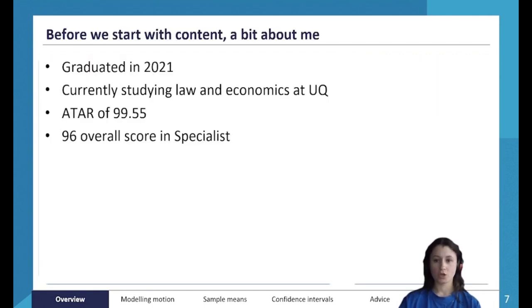Before I get into it, just a little bit about myself. I graduated in 2021. I'm currently studying law and economics at UQ. I got an ATAR of 99.55 and my overall score in specialist was 96.